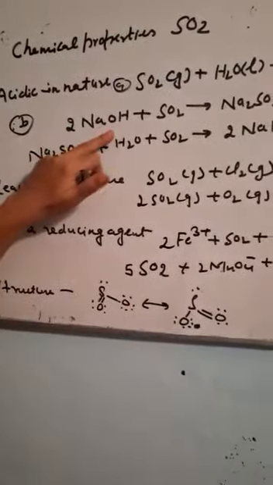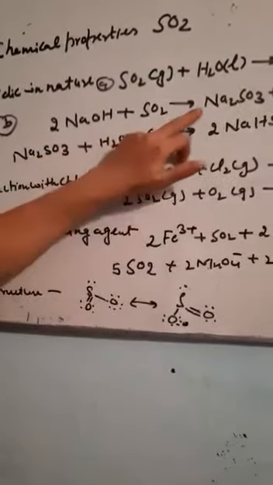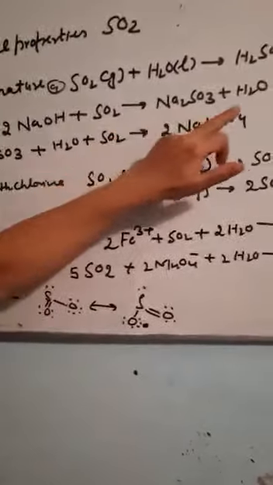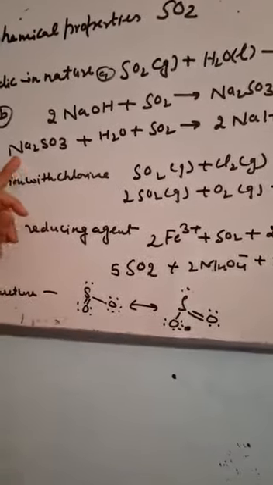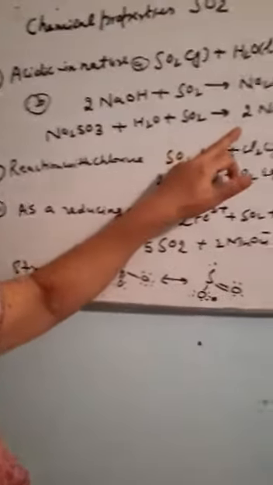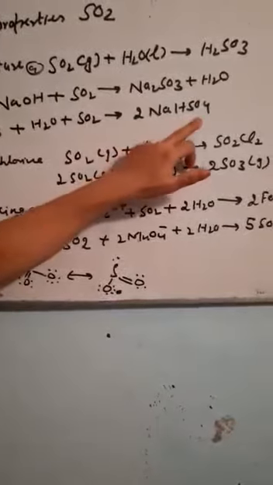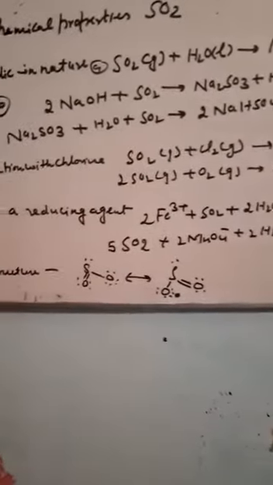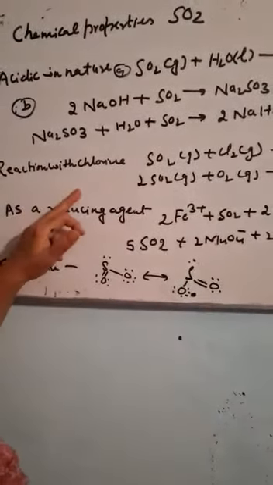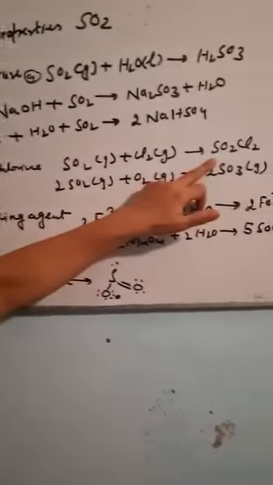It reacts with NaOH to give sodium sulfite and water. This sodium sulfite further reacts with sulfur dioxide to give sodium hydrogen sulfite. It reacts with chlorine to give sulfuryl chloride.